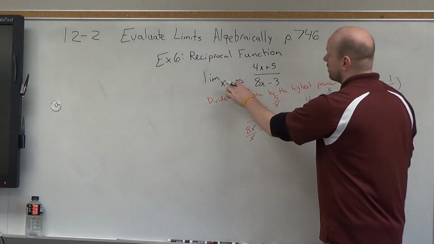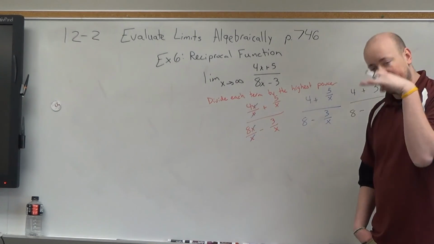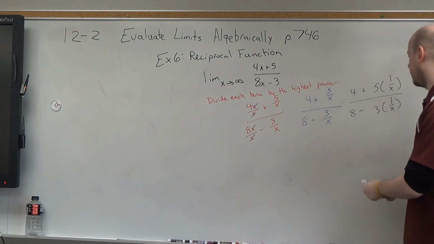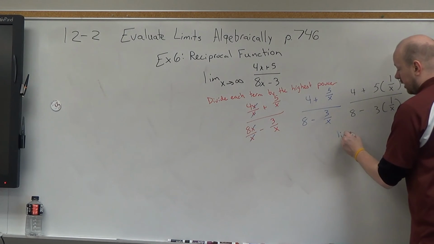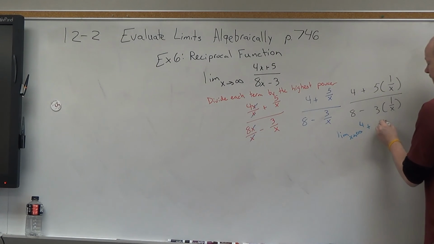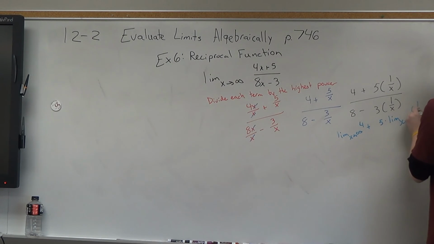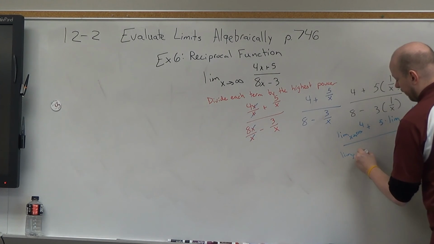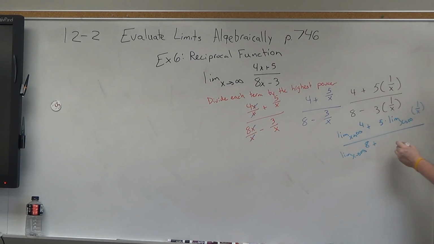Now remember, these are limits, which means that I can take my limit part and dive as far in as I would like. So I can break it apart as the limit as x approaches infinity of 4 plus 5 times the limit as x approaches infinity of 1 over x, all over the limit as x approaches infinity of 8 minus 3 times the limit as x approaches infinity of 1 over x.